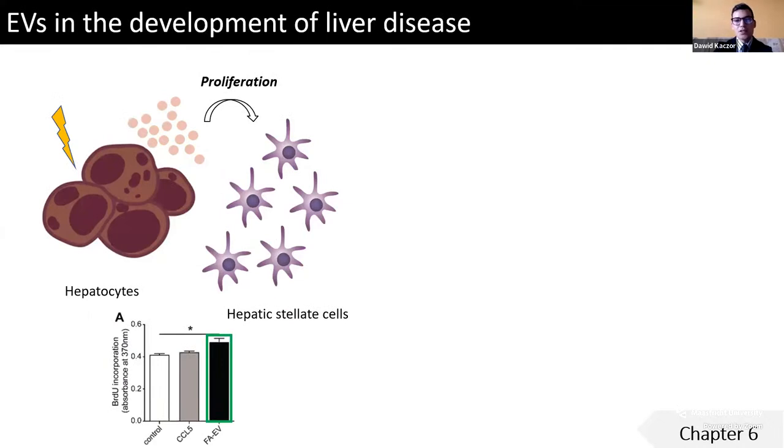Generally, the activation of hepatic stellate cells leads to mitogenic responses. Indeed, after hepatocyte-derived fatty acid EV treatment, we observed increased proliferation of the cells.